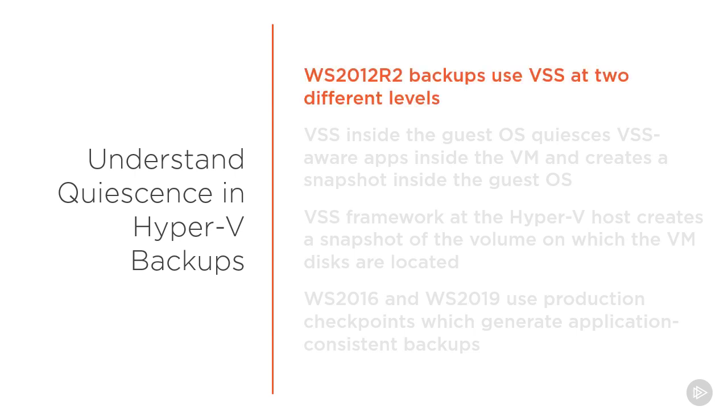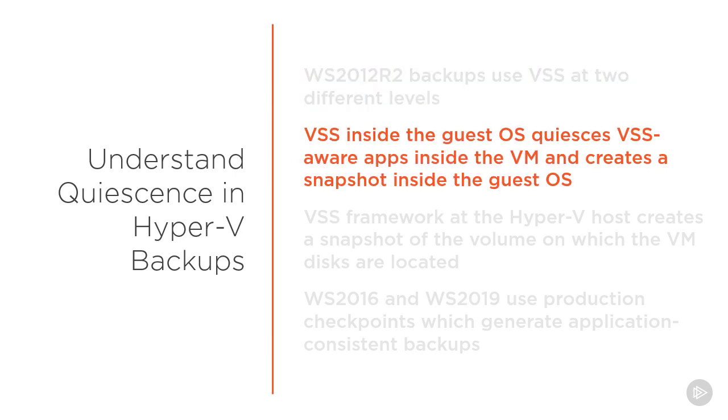First up are just some differences in some of the older versions of the operating system from some of the newer features that exist in 2016 and 2019. If you are using Windows Server 2012 R2, your backups at that level use VSS actually at two different levels. And this is akin to what we saw back in that first course. The first level is VSS inside the guest operating system, where that VSS quiesces any VSS aware apps inside the virtual machine and then creates a snapshot again inside that guest OS.